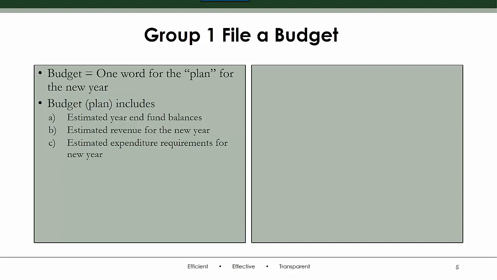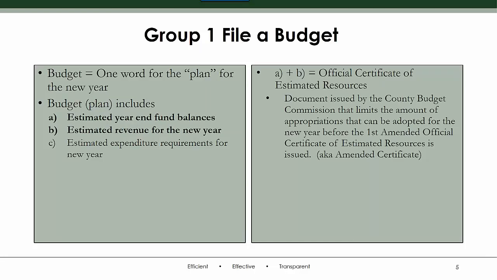Now, what happens when you file it is it triggers the official certificate of estimated resources. I know a lot of people that did not know this. You file 2 copies with the county auditor, and then 1 copy comes back to you, and it contains a document called the official certificate of estimated resources, and it's going to limit the amount you can appropriate in the new year until you get your first amended certificate. And a lot of people think, well, I never knew that. Yes, it does. It actually limits that.